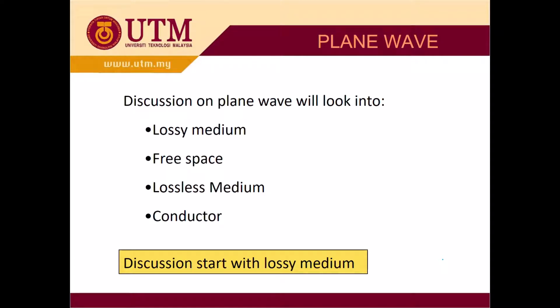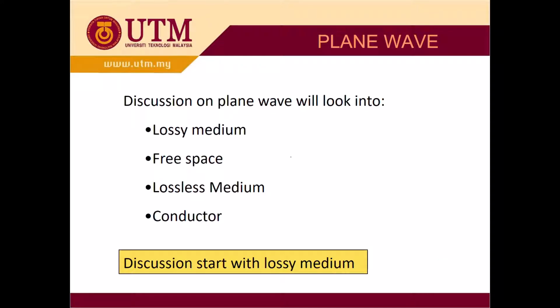We already discussed in the previous chapter the basic principle of the electromagnetic wave, as well as how to write the expression of the wave in terms of mathematical equations. Next, we will discuss what happens if the electromagnetic wave or the plane wave travels through different media. We will discuss these four different media.